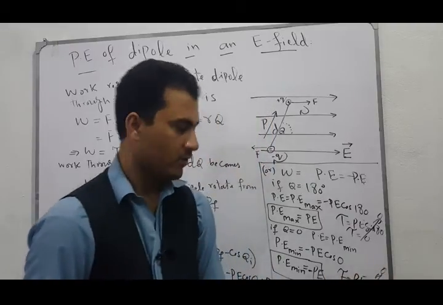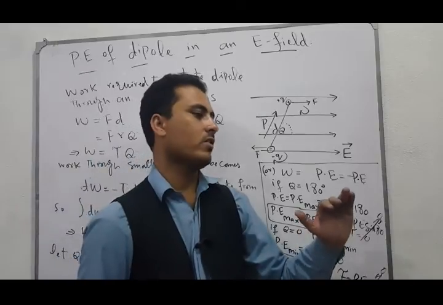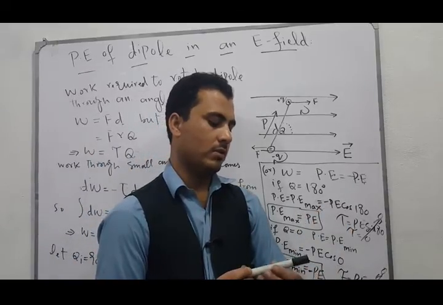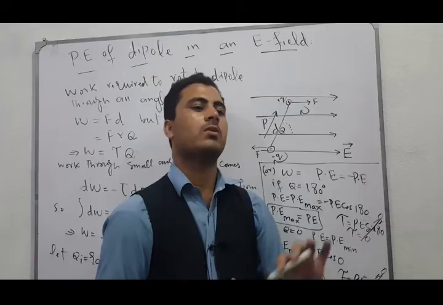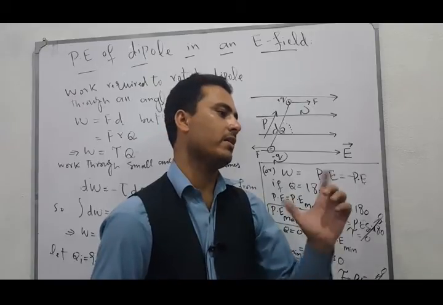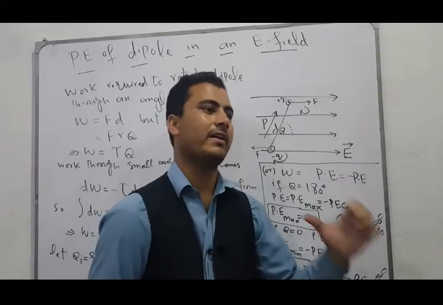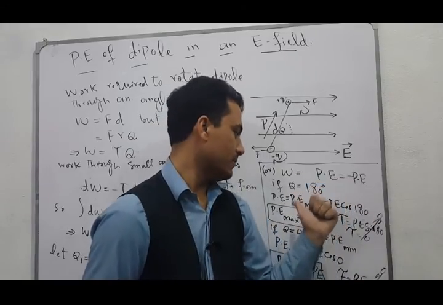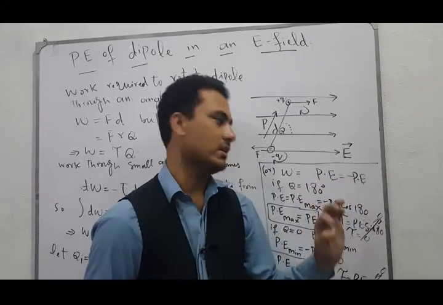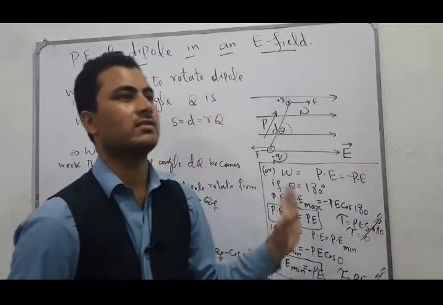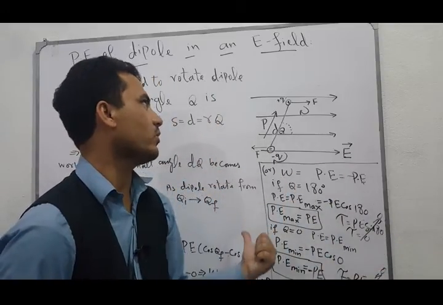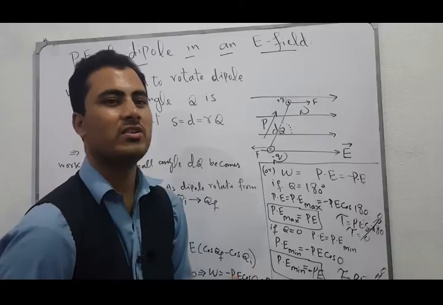So we already discussed that whenever the dipole is placed parallel or anti-parallel to the applied electric field, in the parallel case the potential energy is minimum and the torque is 0, and in the anti-parallel case the potential energy is maximum and the torque is 0. So these are different cases, and this is basically the introductory topic about the potential energy of a dipole.